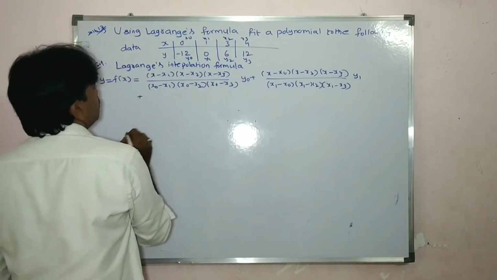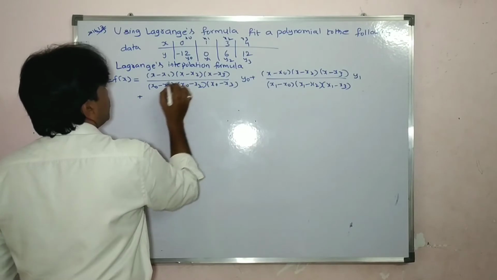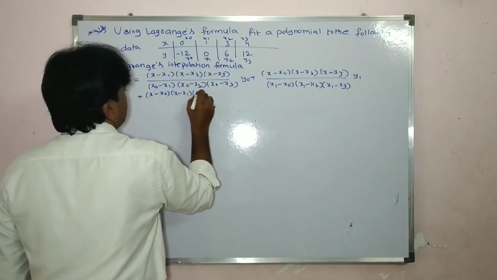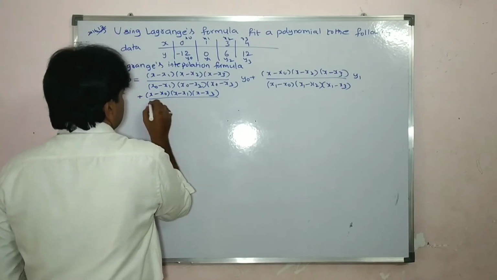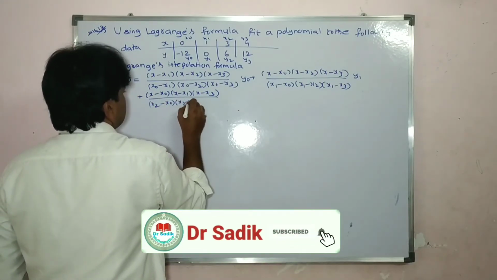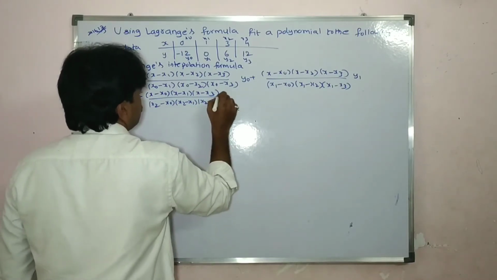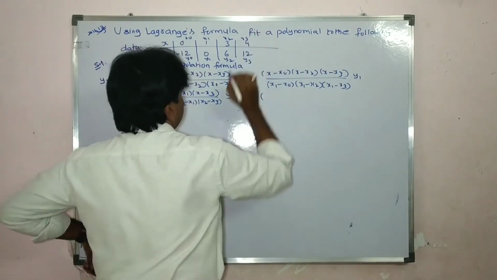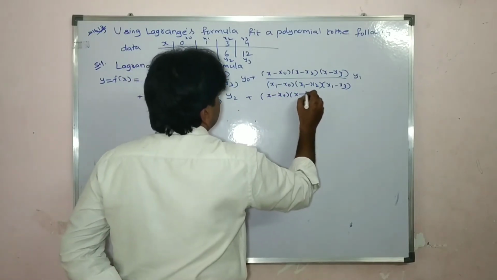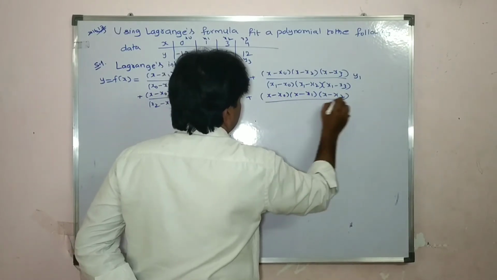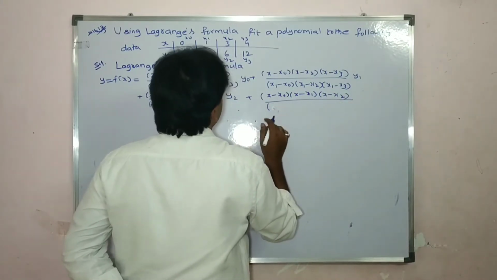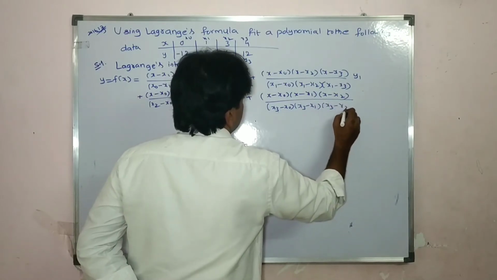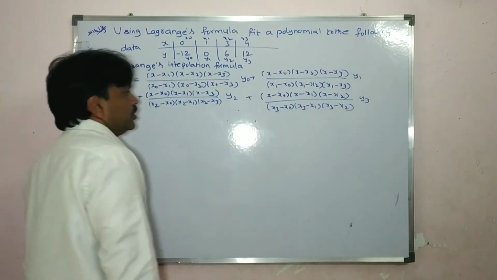plus, this time x2, so x minus x0, x minus x1, x minus x3 divided by x2 minus x0, x2 minus x1, x2 minus x3 into y2, plus, this time skip x3, so x minus x0, x minus x1, x minus x2 divided by x3 minus x0, x3 minus x1, x3 minus x2 into y3.